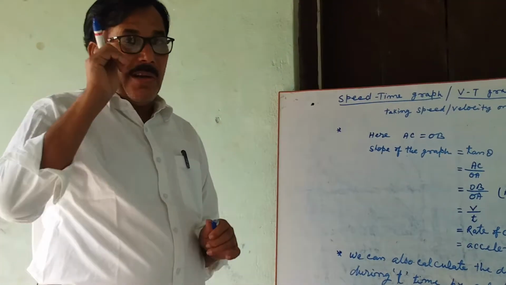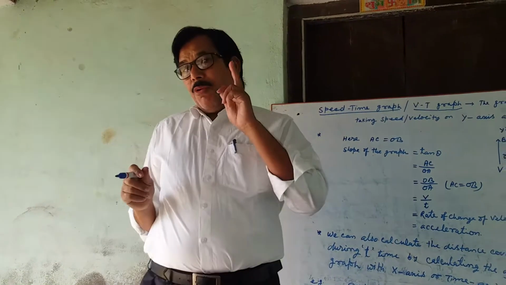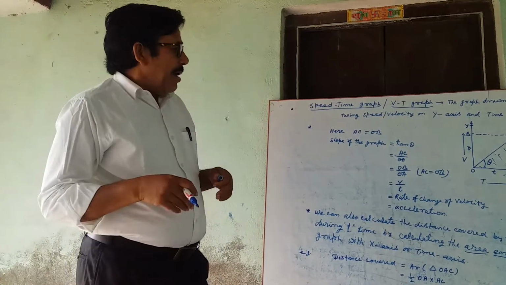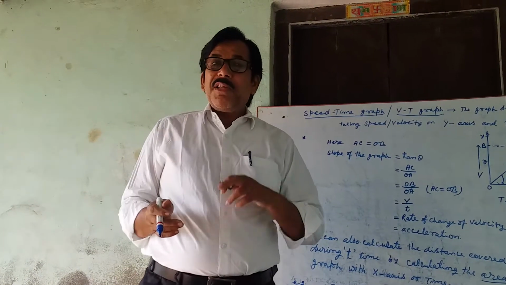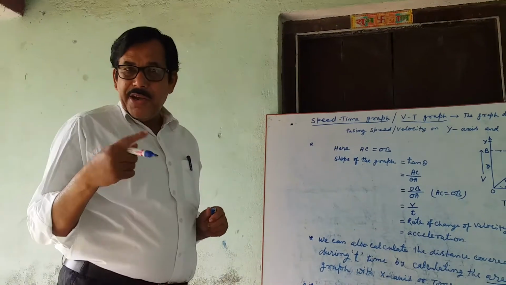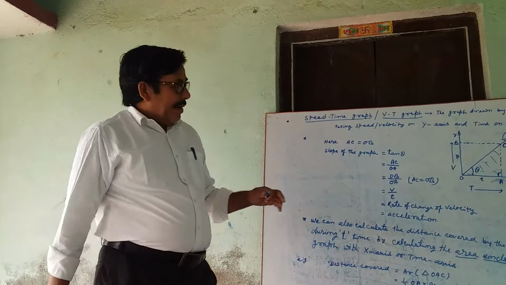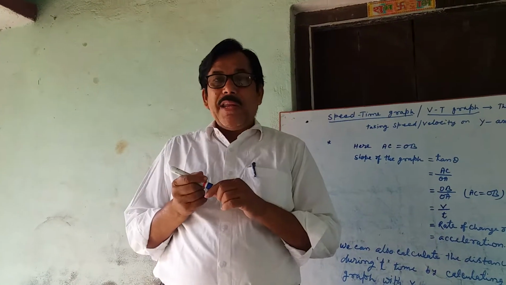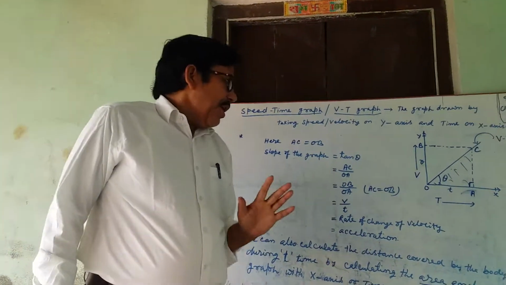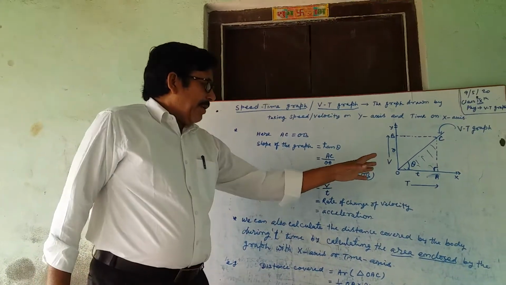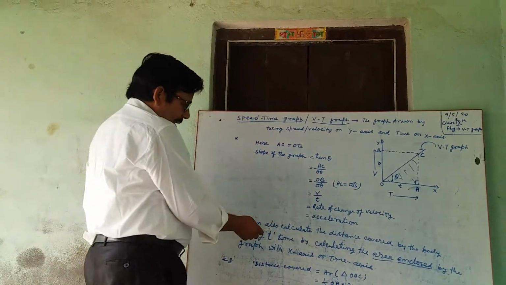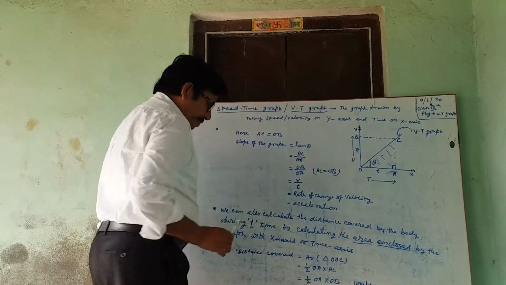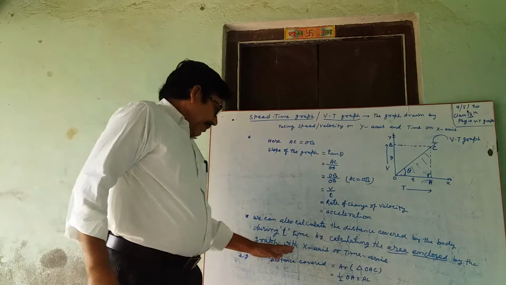If we calculate the area of the triangle, we will calculate the distance covered by the body during t time. But keep in mind the unit of area is square meter, square centimeter, square kilometer, etc. But the unit of distance is meter, centimeter, kilometer. When we calculate area, we must keep in mind the unit. Therefore, for example, we can also calculate the distance covered by the body within t time.